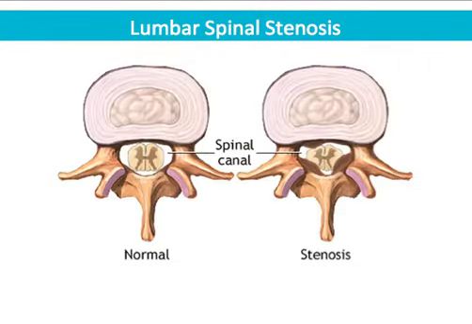This is what stenosis looks like. You can see the spinal canal in a normal patient. There's going to be a nice amount of space for the spinal cord to go through, but you can see with stenosis, that's where you start to get this buildup of scar tissue and that calcium and collagen formation around that nerve.